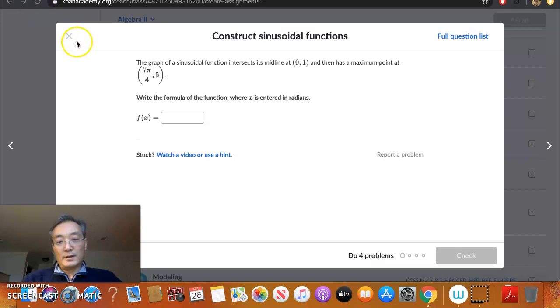Hi everyone. Today we're going to look at a couple of problems that deal with how we construct sinusoidal functions. Okay, so how do we construct sinusoidal functions?